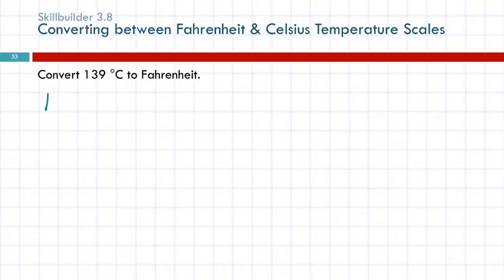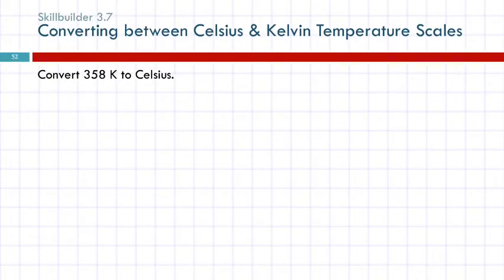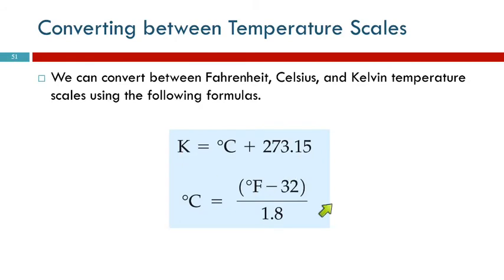So we've got 139, I'll write it down this time. 139 degrees Celsius, and we want to go to Fahrenheit. We have to use an equation. So let's find the equation. So this is what I've got. Degrees Celsius equals degrees Fahrenheit minus 32 divided by 1.8.